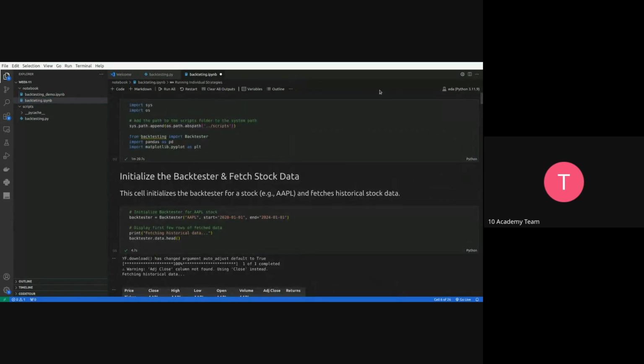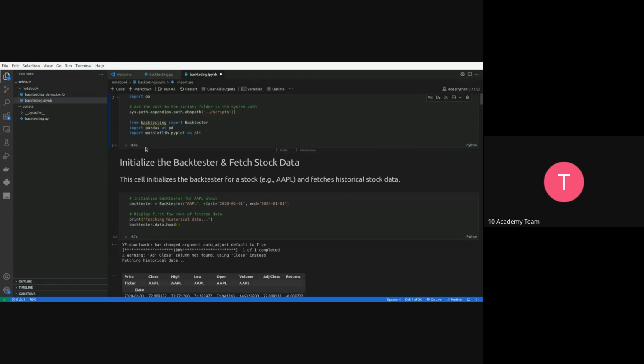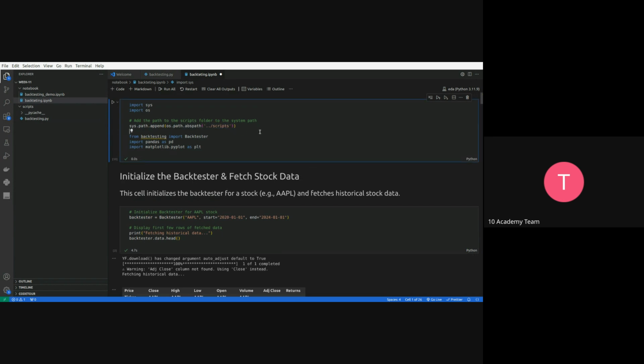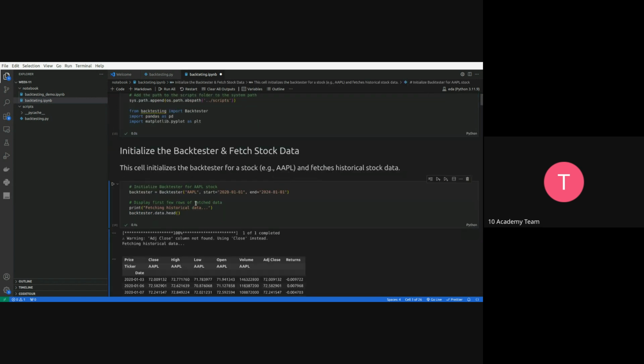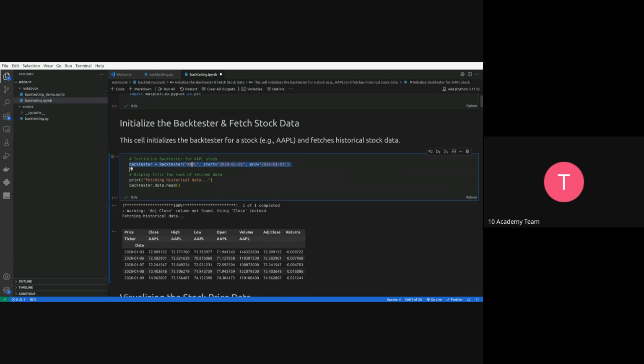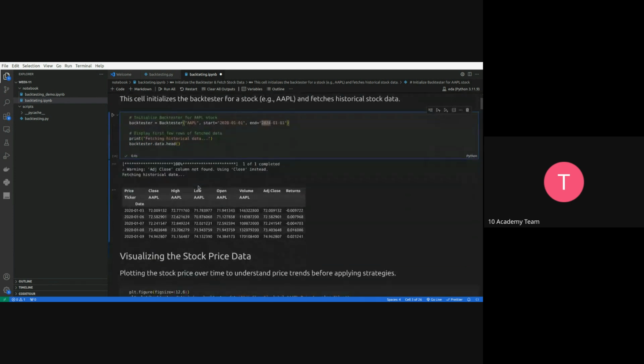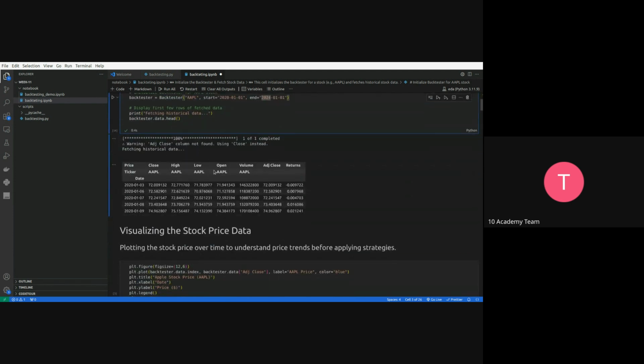Yeah, the first thing, as always, that we are going to do is set our script directory in the script. Then we initialize and pass the data. What I want to work on is Apple from 2020 to 2024. I pass this value. I told you it needs a ticker or symbol, start time and end time, and it fetches all the data during that time.